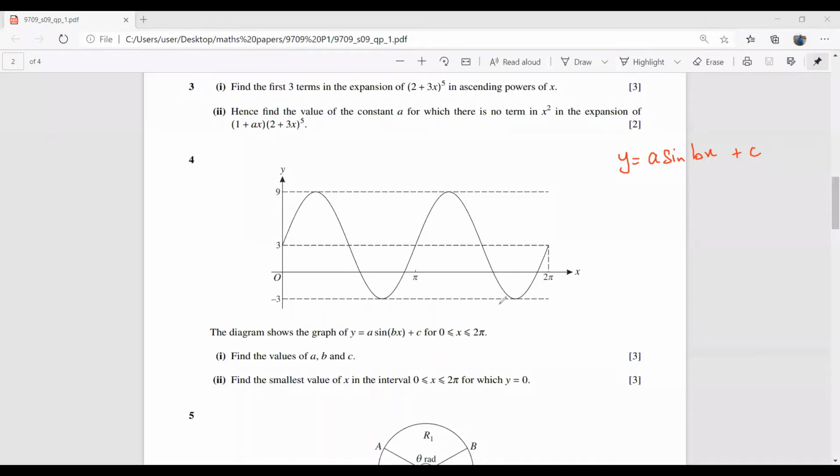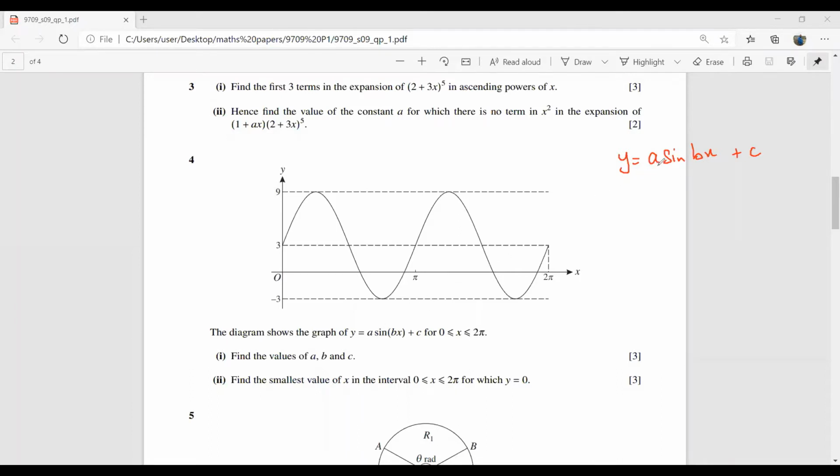Okay, the fourth question. So I was telling you, the rules for the sine and the cos are the same, so whatever I tell you for this will apply to the cos as well. In general, we have the equation y is equal to a sine bx plus c, and we have exactly the same equation over here.